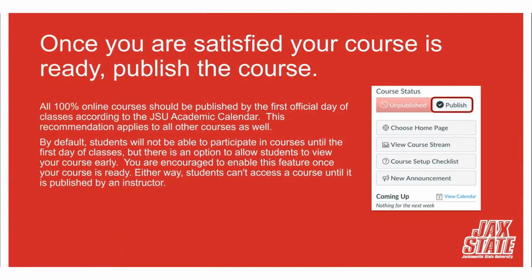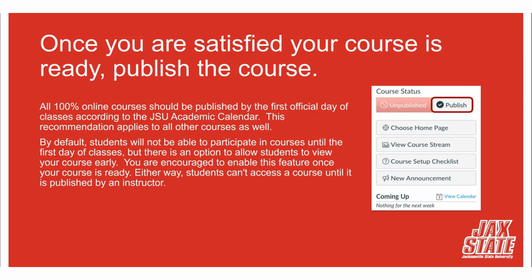The next thing that we're going to be looking at is making sure that your course is published. All 100% online courses should be published by the first official day of classes according to the JSU academic calendar. This recommendation applies to all other courses as well. By default, students will not be able to participate in courses until the first day of classes, but you do have the option to allow students to only view your course early. So if you want to give your students view access to your course to look at the syllabus, you can. However, students cannot participate in assignments prior to the start of the term.